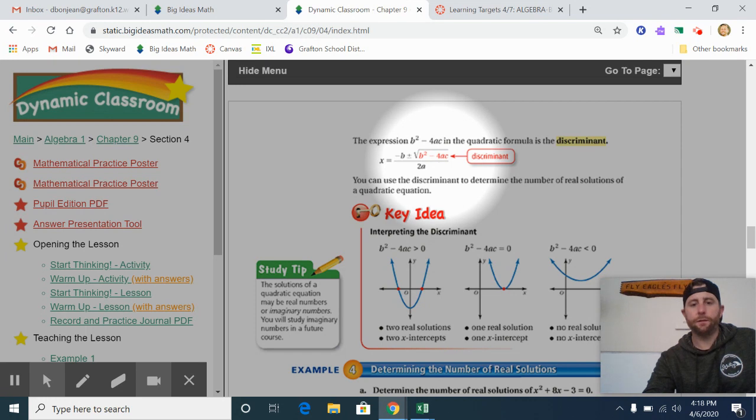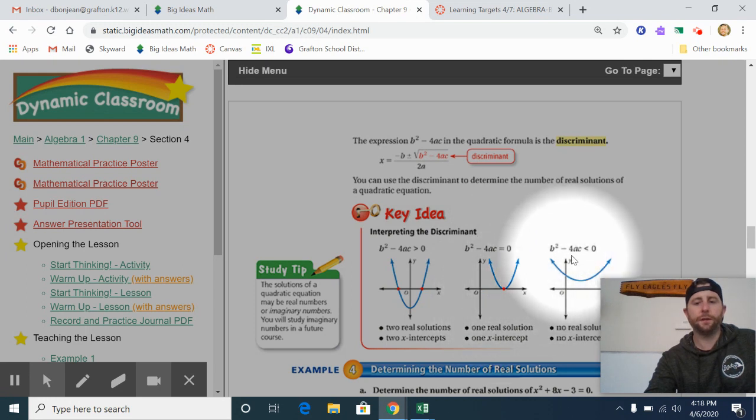We want to see, when we do that math, given the equation, does it come out to be a positive number? If so, there's 2 solutions. Does it come out to be 0? If so, there's 1 solution. Or does it come out to be a negative number? In that case, there are no solutions.